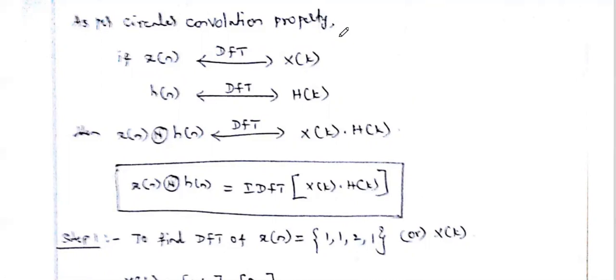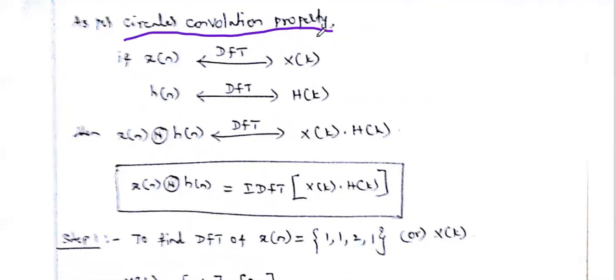Already in signals and systems we discussed the DTFT properties. DTFT means discrete time Fourier transform. In the discrete time Fourier transform we discussed the convolution property, time shifting property, linearity and so on. Similarly, in DFT also there are some properties. One of them is the circular convolution property.